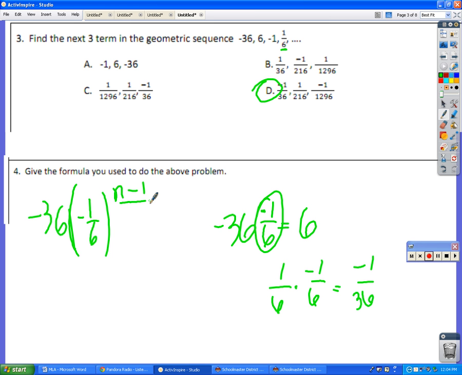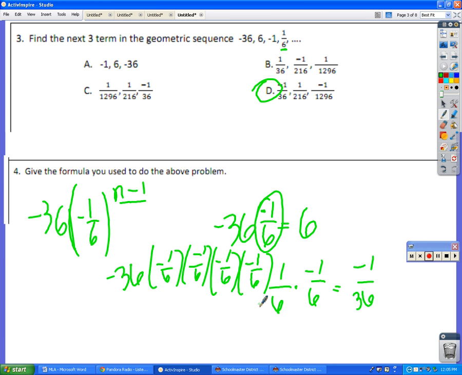Why are we putting it up on the exponent? Because when you are multiplying, let's say I wanted to figure out the 8th term, I would have to multiply by negative 1/6 7 times. What's an easier way to write multiplying by negative 1/6 7 times instead of writing it all out? Putting it to a power, right. So it'd be negative 1/6 to the 7th. So when I'm multiplying, that's why that is an exponent. So whatever term it asks for, we just put it to.